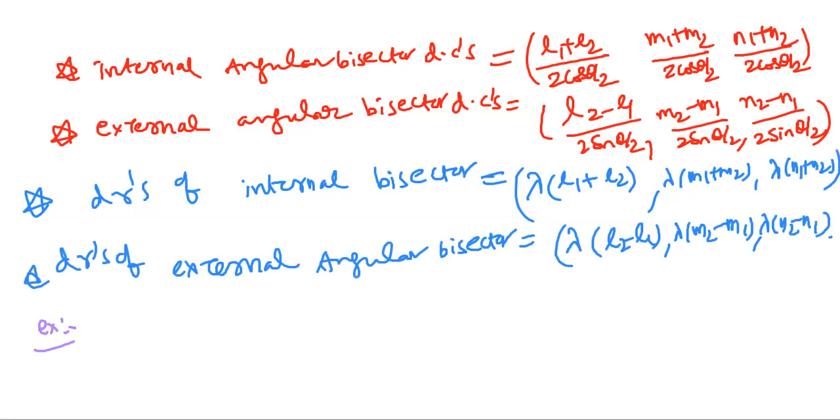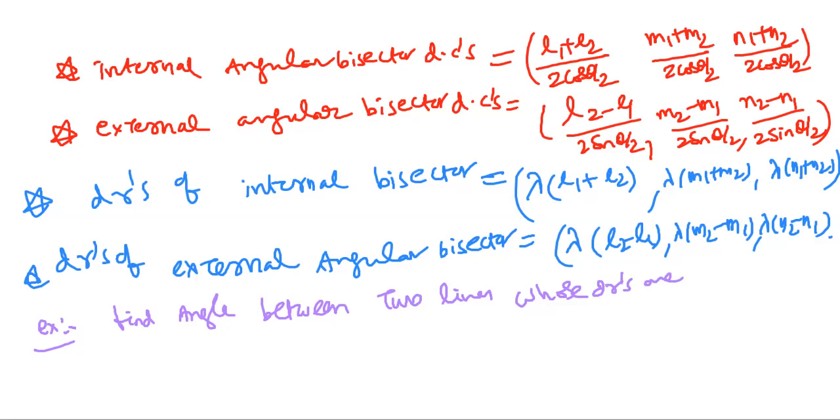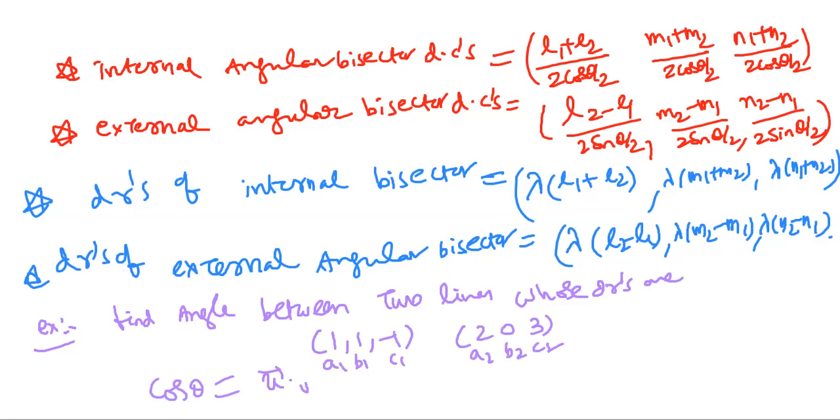One small example: find the angle between two lines whose DRs are say 1, 1, minus 1 and 2, 0, 3. Then directly you can say cos theta, this is like A1, B1, C1, A2, B2, C2. Forget about 3D. Take them as two simple vectors, U dot V. The formula is always U dot V by mod U mod V. This is your U bar, this is your V bar. Even if they are DCs, mod U will be 1, mod V is 1, that's all.